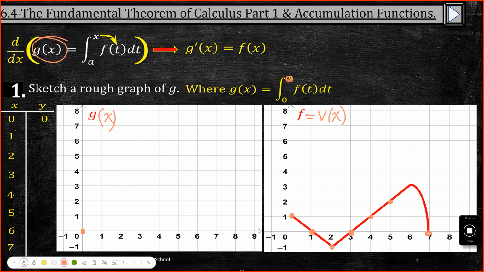So let's go to 1. x is equal to 1. We go here and find the area under the curve here. What's that area under the curve? 1/2. So that is 1/2 there. So this is 1/2 here for g. So for x is 1, we will have 1/2.